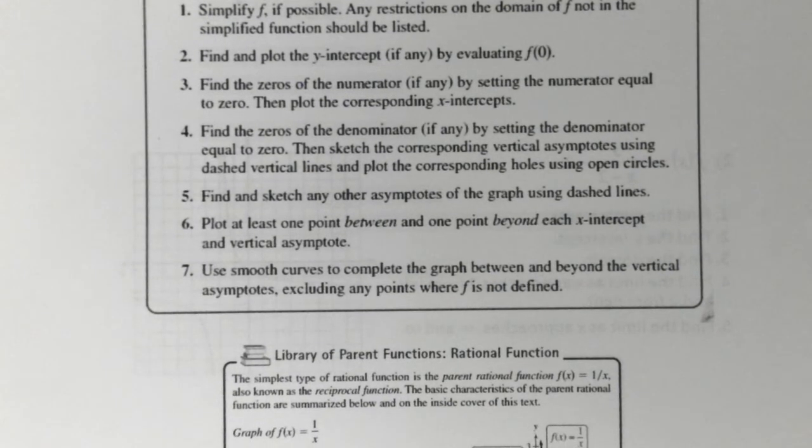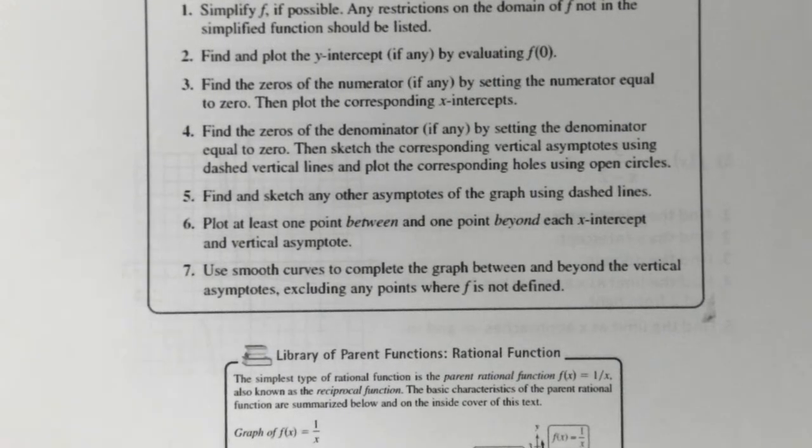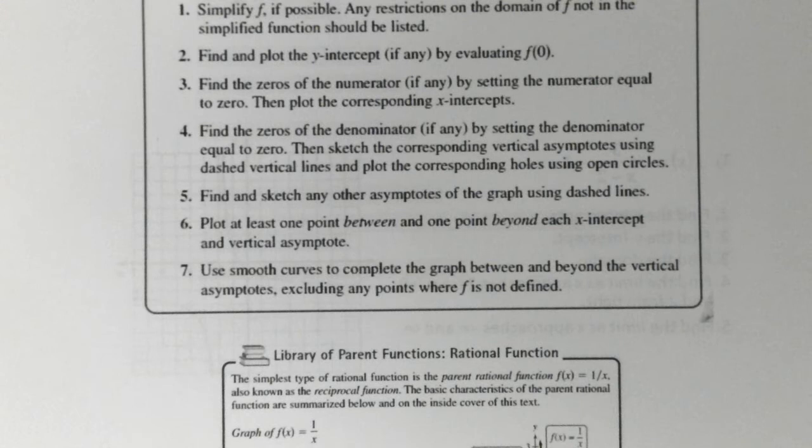Then plot at least one point between and one point beyond each x-intercept and vertical asymptote. So you want at least one point between all of those things so you can kind of tell the direction in which the graph is going. And then once you have all that information in, then you can just sketch the graph based on the information and the points that you get off of these guidelines.